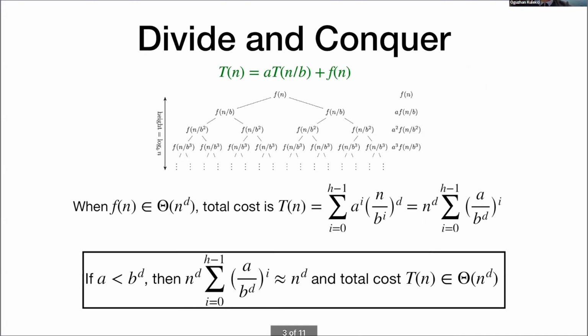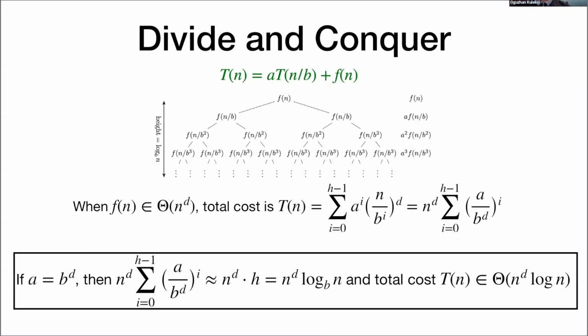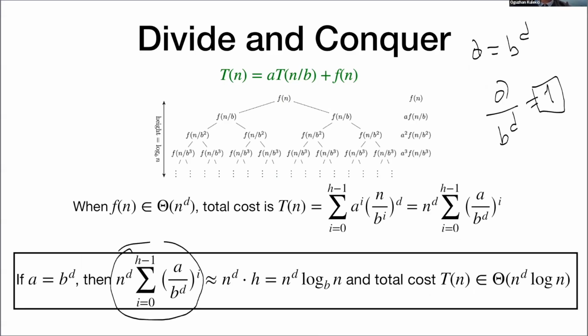What else? Second case, what if a is equal to b to the d? Then this fraction will be equal to 1, right? Since this is 1, what will happen here? So this is 1, and this will become h, and n to the power of d times h. And what is h? It is log n in base b. So that makes my cost big theta n to the d times log n.